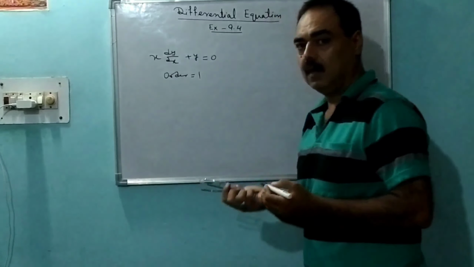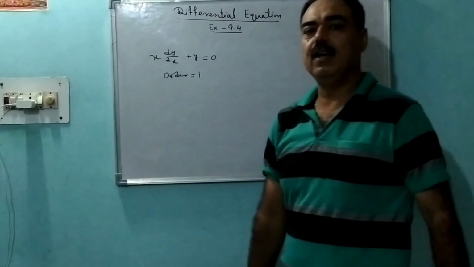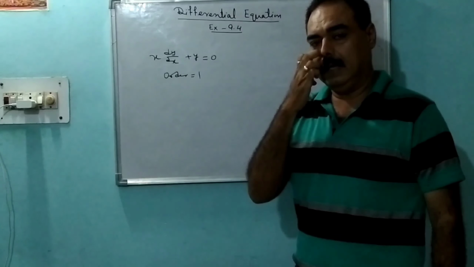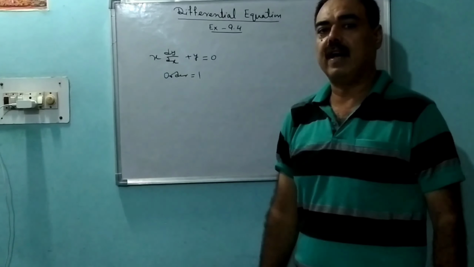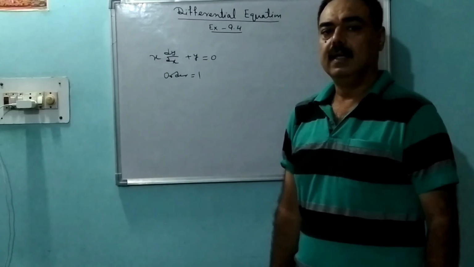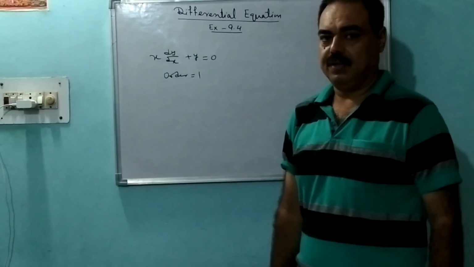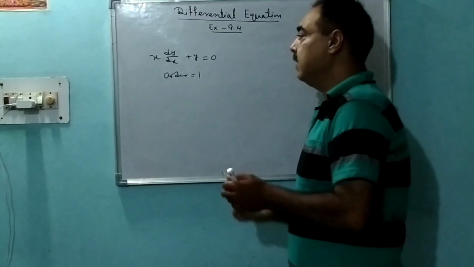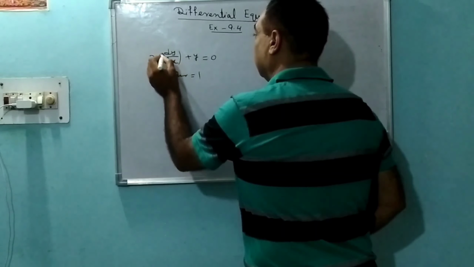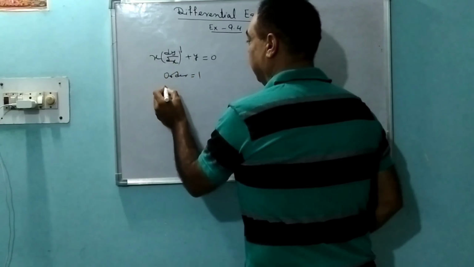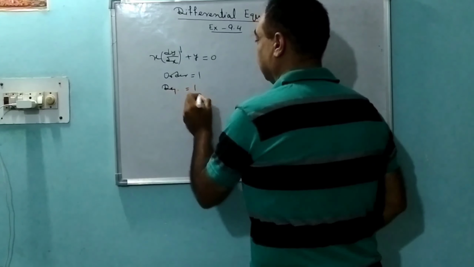1. Then we discussed degree of differential equation. I said that the exponent of the highest order derivative appearing in the equation is known to be the degree of the differential equation. So what is the exponent of this highest order derivative? That is 1. So the degree of this differential equation is 1.